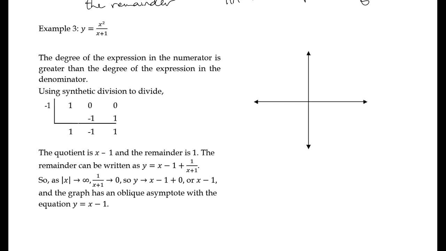Okay. Example 3, in this case we have a greater degree in the numerator than we do in the denominator. Degree in numerator is greater than degree expression in the denominator. So we are still going to use synthetic division. And we're going to actually do the same approach. So we get our new quotient or expression here. And then we write the remainder as a fraction.